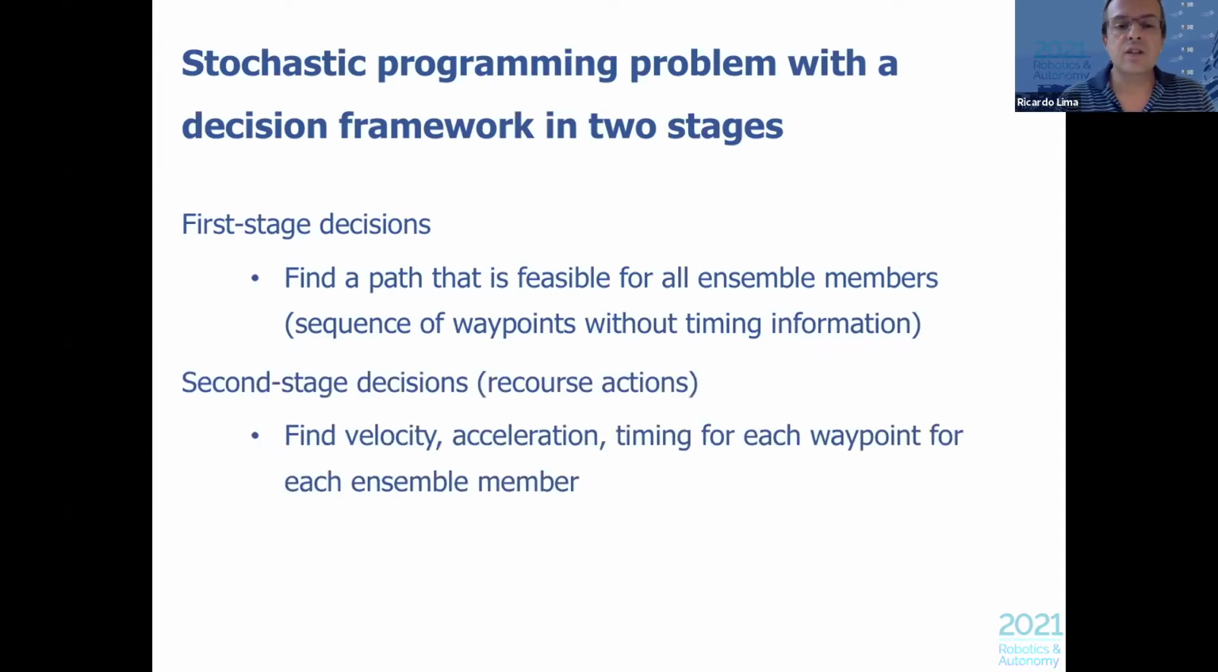What are the second stage decisions? In the stochastic programming framework, they are also called recourse actions. These are the actions that are going to be taken for each realization of the uncertainty in our problem. So the second stage decisions in this problem are the velocity, the acceleration, and the timing. What this means is that the path will be the same for all the members of the ensemble, but the velocity, acceleration and timing variables are indexed to the forecast.